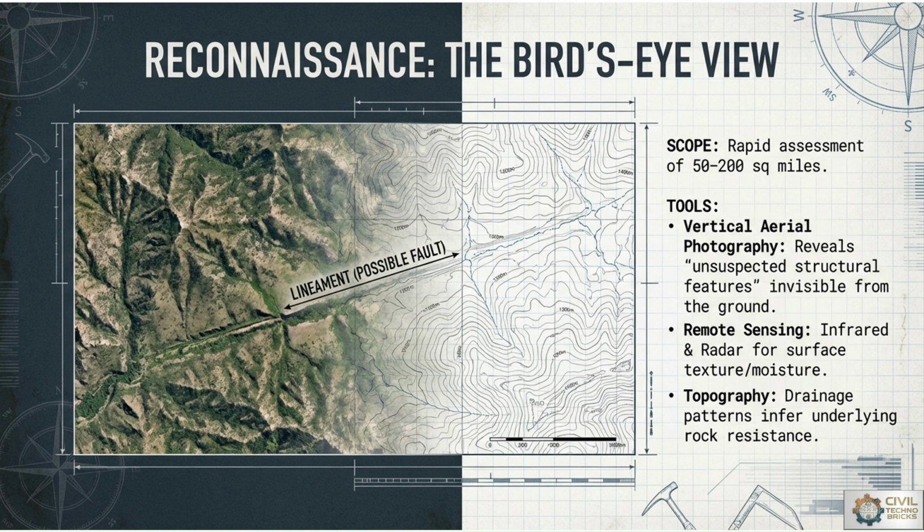Vertical aerial photography reveals unsuspected structural features invisible from the ground. All the materials associated with the ground surface, with reference to its slope gradient, are studied using aerial photogrammetry. Remote sensing uses infrared rays or radar for surface texture or moisture conditions.